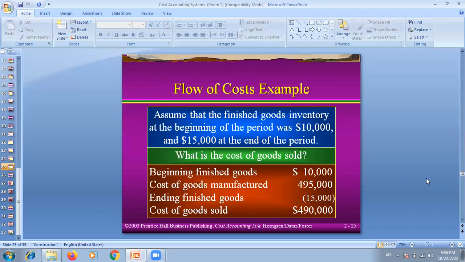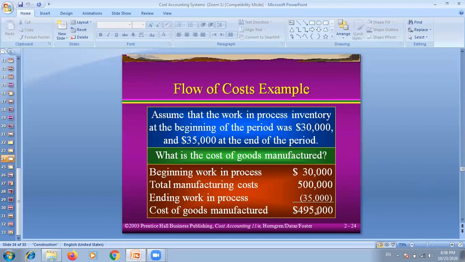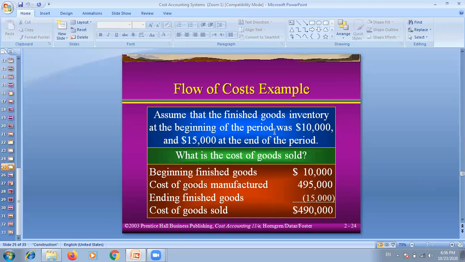Now, assume that finished goods inventory at the beginning of the period was 10,000. If adding 10,000 to the 495, I will get available for sale. If deducting the ending, I will get COGS. Now, he added the beginning and deducted the ending and gave one title.